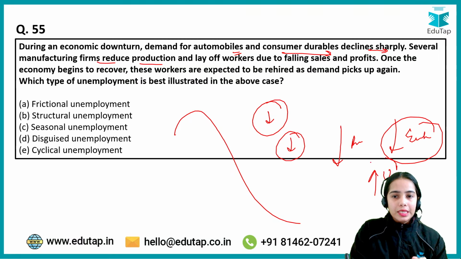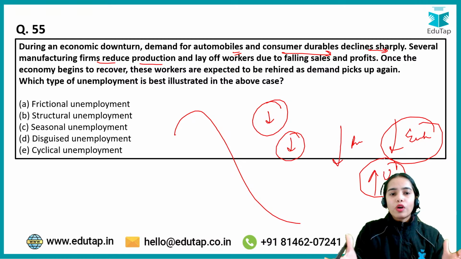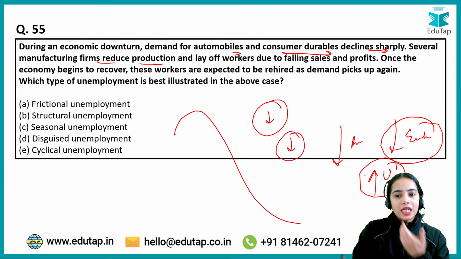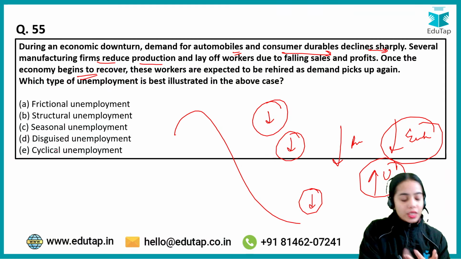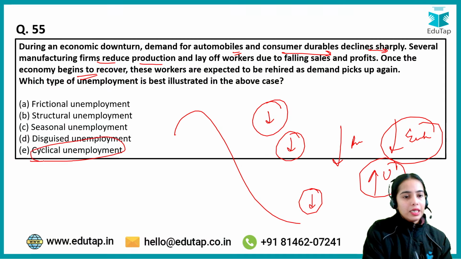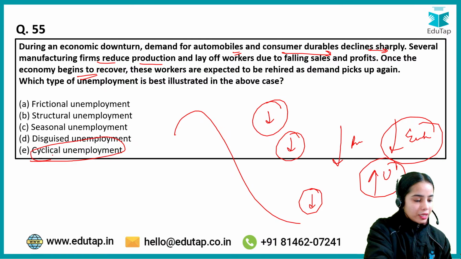So unemployment is increasing. Now this kind of unemployment is what? The unemployment will decrease when the economy recovers. So this kind of unemployment is cyclical unemployment.